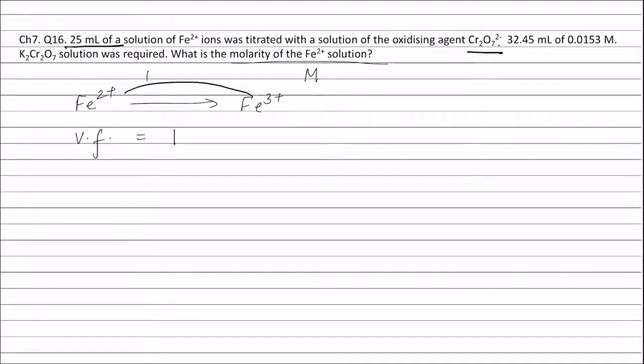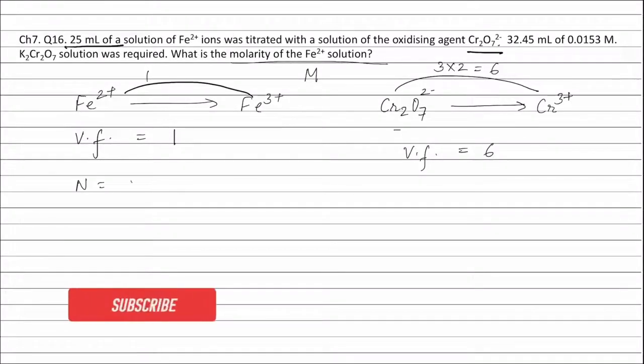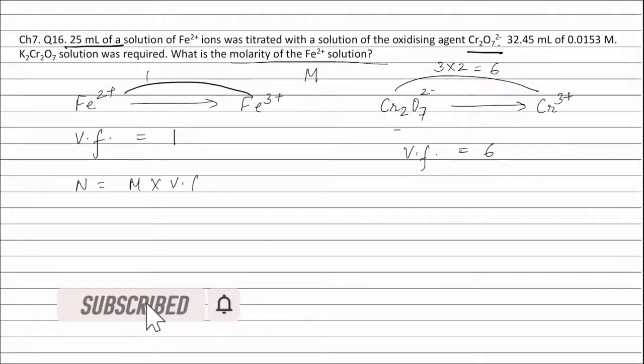Now for the oxidizing agent, Cr2O7 2- gets reduced to Cr3+. The change in oxidation number of chromium is 3 and number of atoms of chromium in Cr2O7 2- is 2. Therefore, total change in oxidation number is 3 into 2, that is 6. Therefore, valency factor is equal to 6. Now, normality is equal to molarity into valency factor.